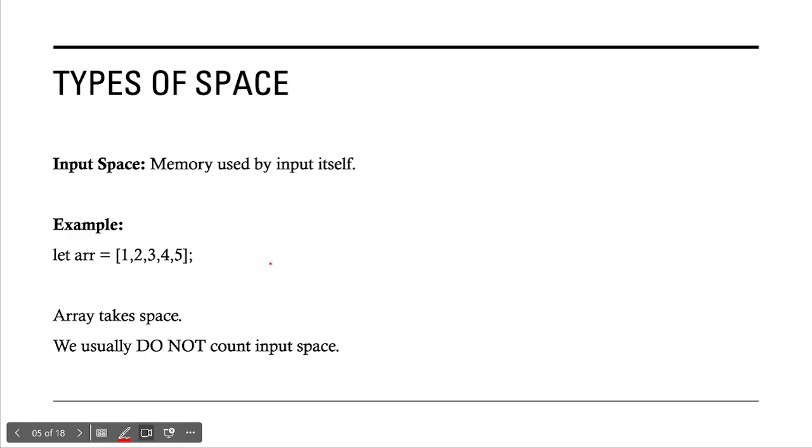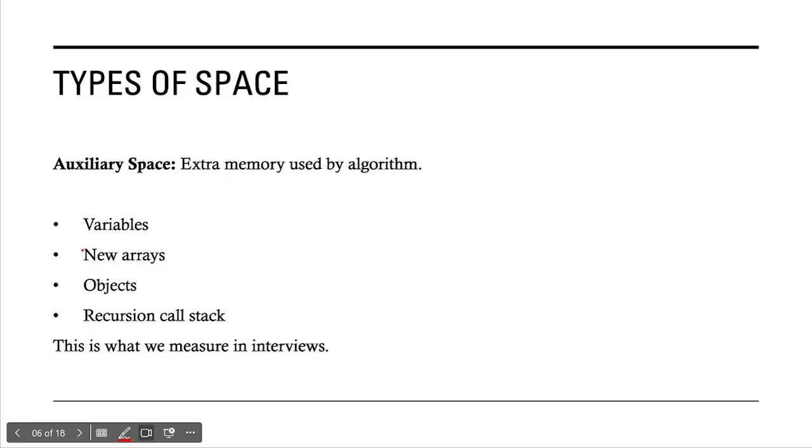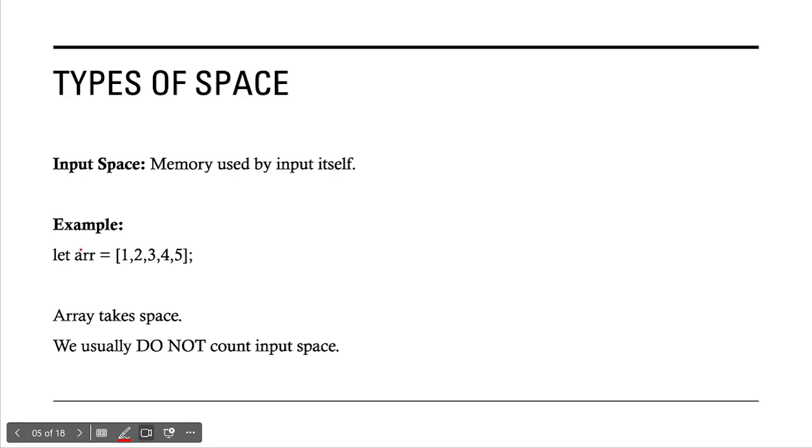Now, the different types of space complexity, this is a very important point. There are two types of space. The first one is input space. The second is auxiliary space. Input space is the memory used by the input given by the user. Like here, I have created let arr = [1, 2, 3, 4, 5], a normal array. This array already takes memory because it stores the 5 numbers 1, 2, 3, 4, 5. If array size becomes 1000, memory also increases. But in interviews, we usually do not count the input space. We only focus on the extra space used by the algorithm.